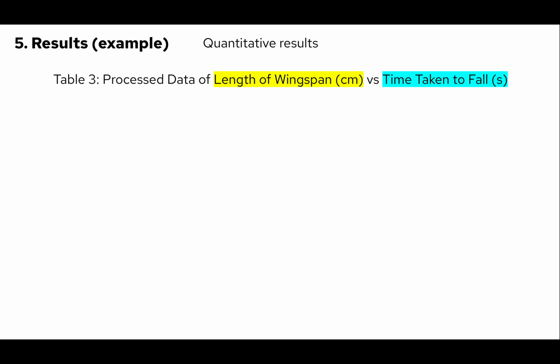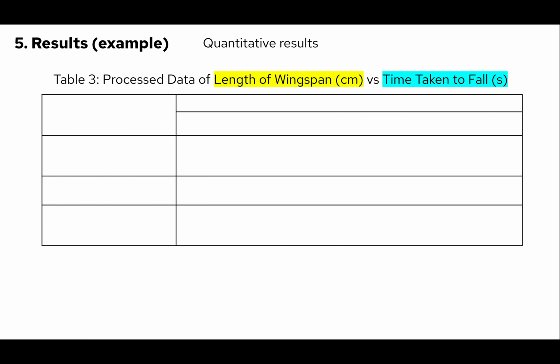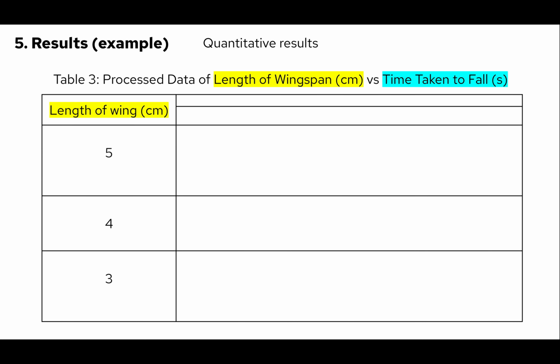Now we're going to process our data. So again, the only difference in my title is instead of raw data, it says processed data. Again, independent versus dependent variable. I have my table. As always, the first column is my independent variable.